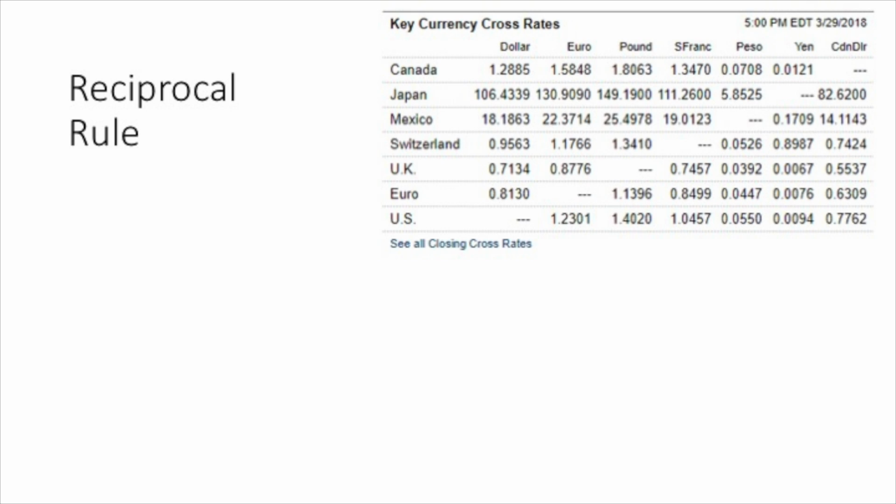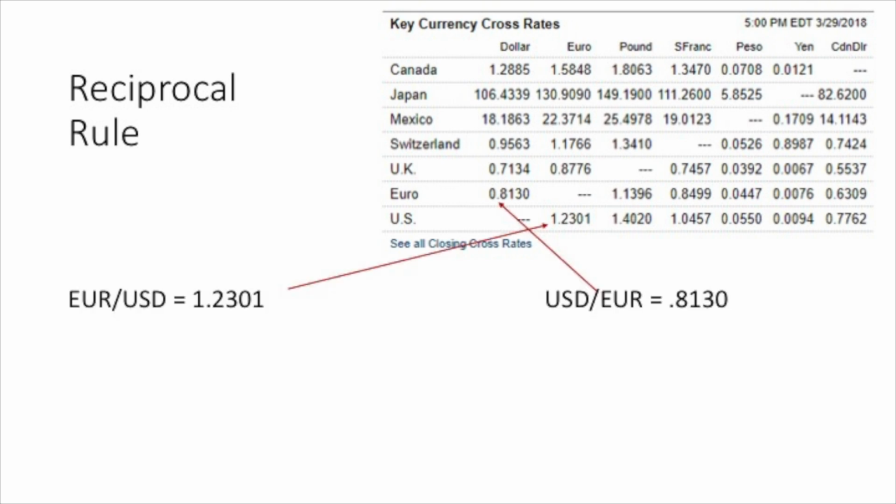The first is the reciprocal rule, and this is that the euro to US dollar will equal the US dollar to euro. All right, let's just give a specific example here, and you could do that obviously with any country's exchange rates. Here I've highlighted two cross-country exchange rates. Euro US dollar, 1.2301, which means that 1 euro will get 1.2301 US dollar.